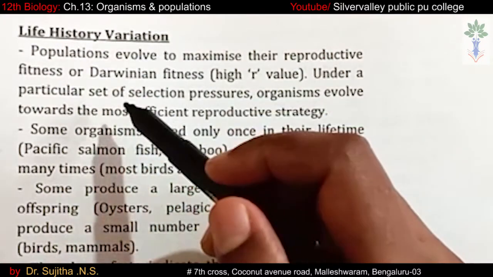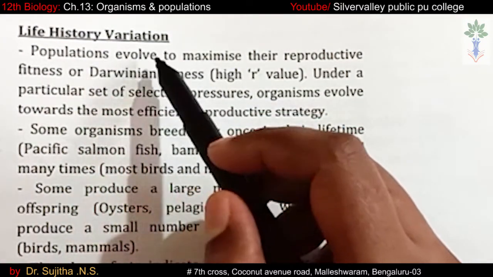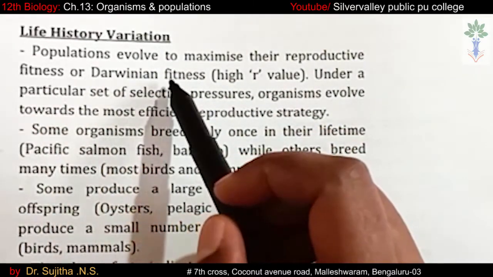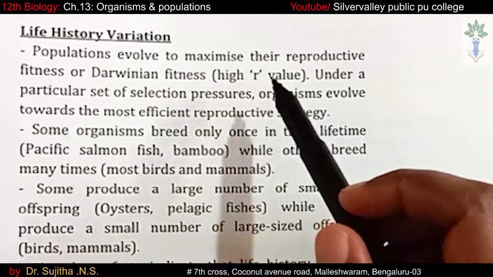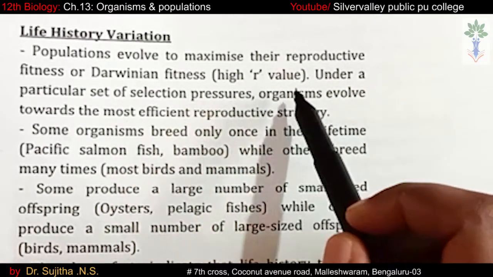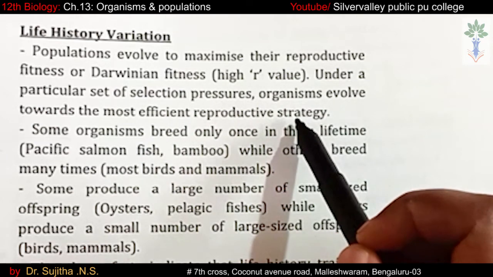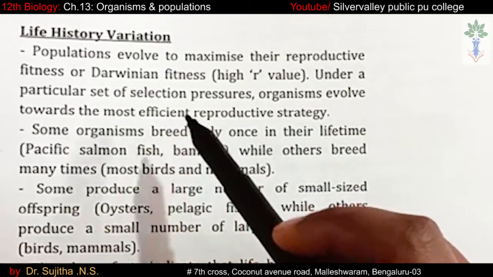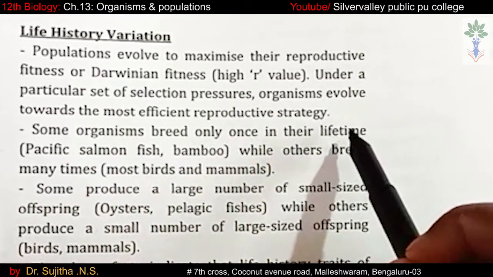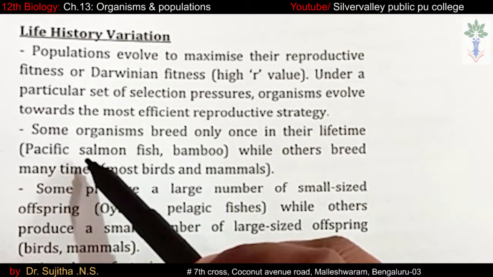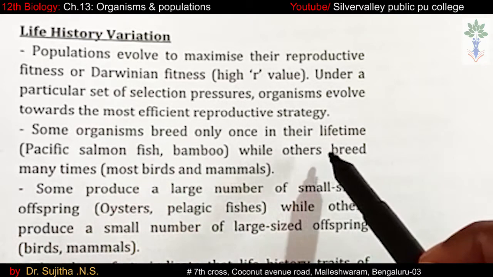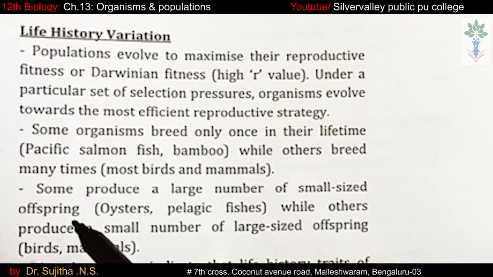Life history variations. Populations evolve to maximize their reproductive fitness or Darwinian fitness, which is represented by r. So under a particular set of selection pressures, organisms apply a strategy to reproduce very efficiently. Some organisms breed only once in their lifetime, like the Pacific salmon fish or the bamboo, while others breed many times in their lifetime.